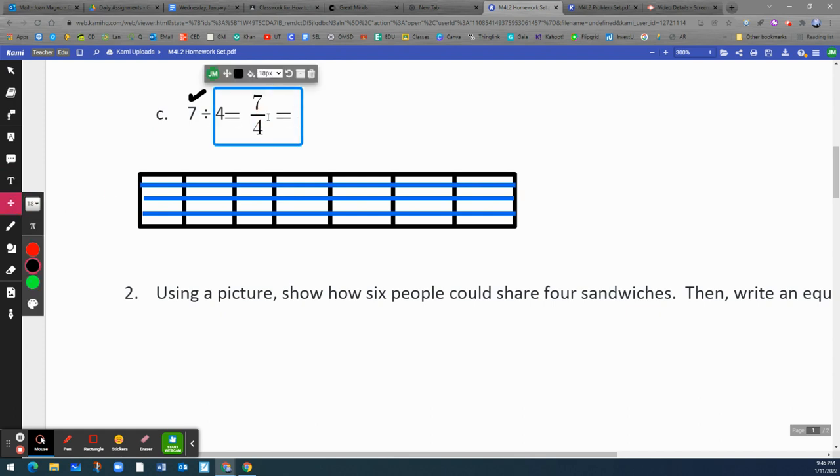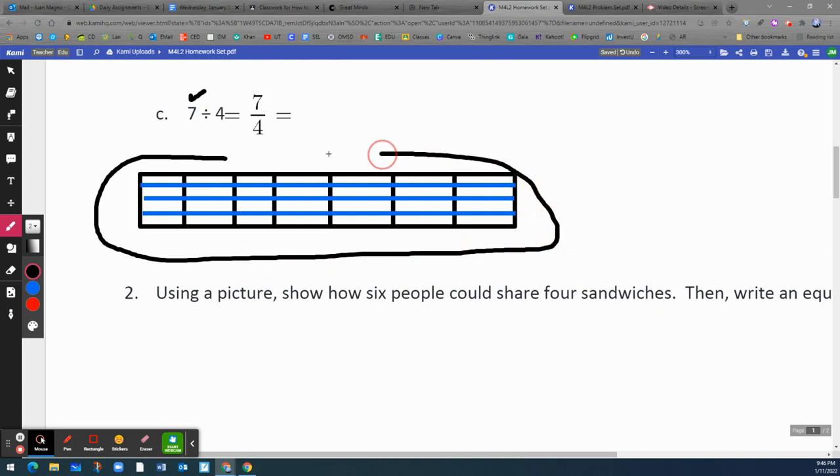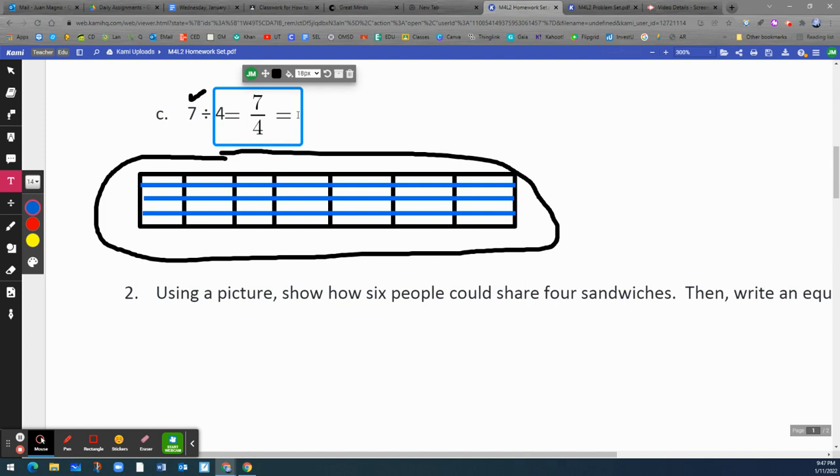So you could say, how many fourths do we have? Well, if we look at what we did right here, we had 7 and each whole has 4. So that will be 7 times 4 equals 28. 28 what? Well, 28 fourths. Okay. And now that's going to be divided.